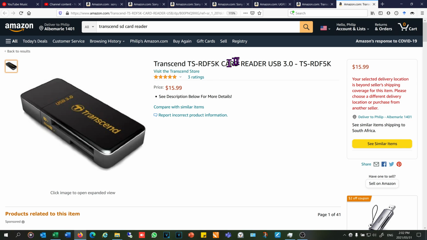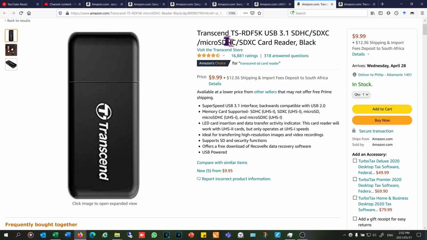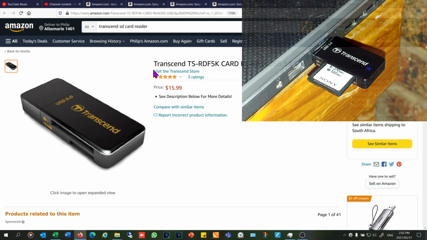Now, there's nothing wrong with this card reader, and there's an updated version of USB 3.1, but it specifically states here that it is compatible with UHS 2 cards, but only operates at UHS 1 speeds. So if I quickly do a copy, you will see what I'm talking about. Right, so this is the card that is connected to this USB card reader, and I'm going to copy a file into this folder.